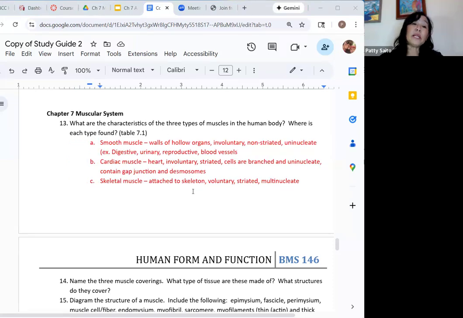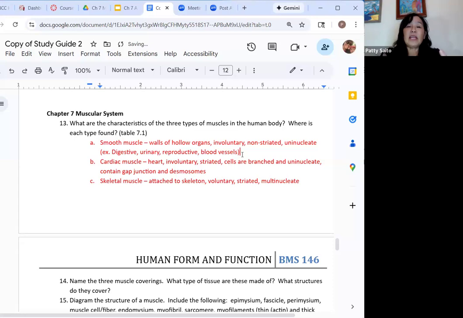All right, so there are three types of muscles: smooth muscle, cardiac muscle, and skeletal muscle. Smooth muscle is found in the walls of hollow organs, and this type of muscle is involuntary. What that means is that you don't have control over it, right? When your body needs for it to contract, it will contract. For example, we find it in digestive, urinary, reproductive structures, blood vessels, the walls of blood vessels.